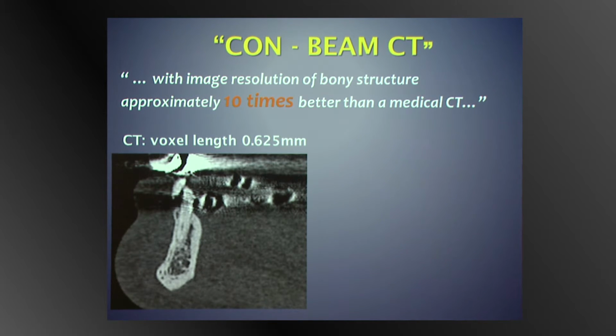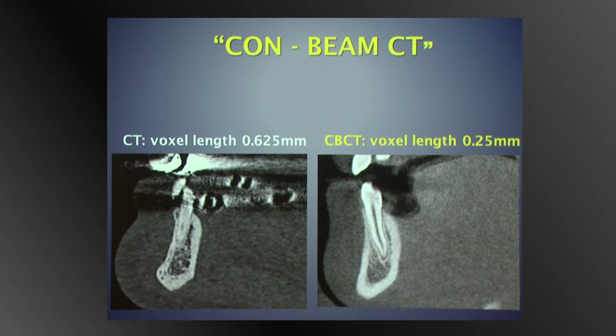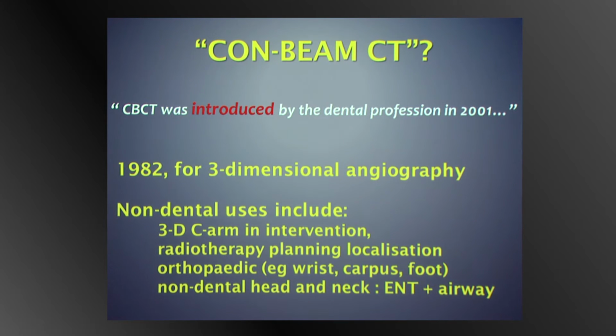CT voxel length 0.625, cone beam voxel length smaller, exquisite detail of the lamina dura and the periodontal ligament space on cone beam. It's certainly not 10 times better than a medical CT, and that's the other thing. They love to call conventional CT medical CT. The other thing is, the other misnomers they love, that cone beam was introduced by the dental profession. It wasn't. It's been around for years, and it has multiple other uses.